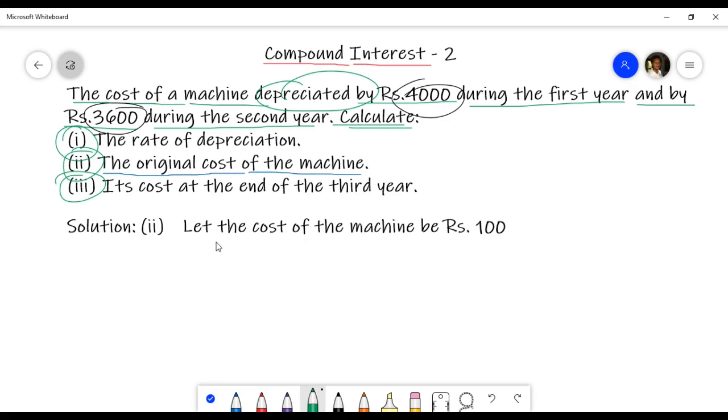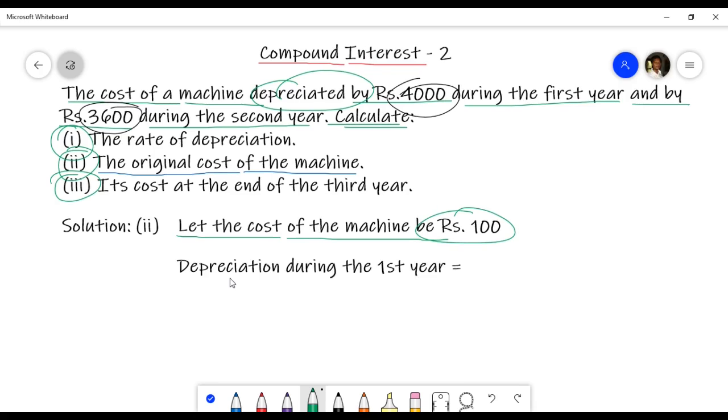Now we'll be seeing the second problem, the original cost of the machine. We'll assume we do not know the original cost, so we'll assume the cost of the machine to be rupees 100. And depreciation during the first year: you remember in the first question we found the rate of depreciation, that is 10%. So depreciation during the first year will be 10% of the principal, that is rupees 100, which we have assumed.